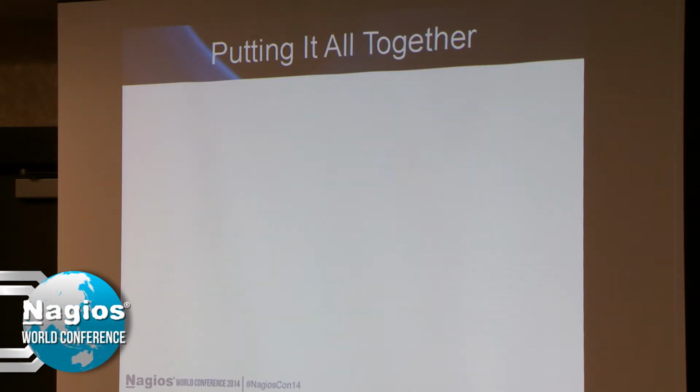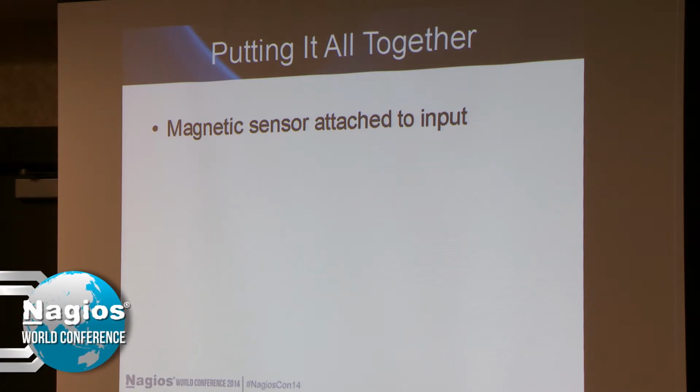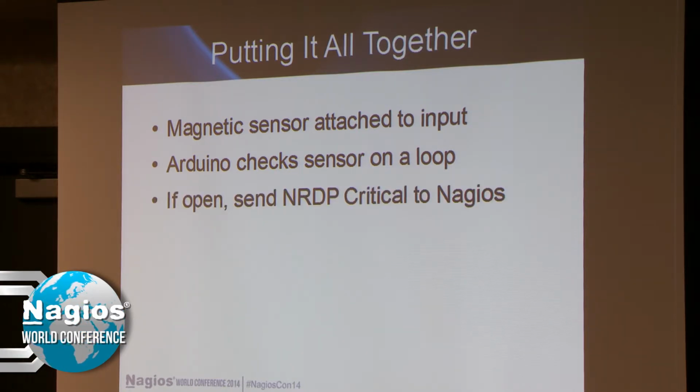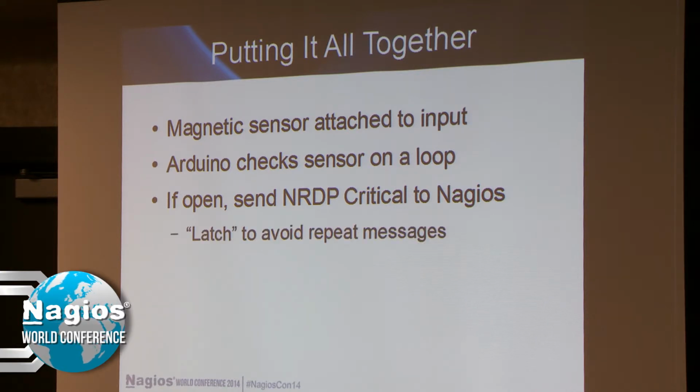So kind of wrapping up, kind of building up to the demo here. We have input, a magnetic sensor that you might put on a window or a door. Basically, it's 2 little magnets, and as soon as they move far enough apart, something switches open, current goes through, you can sense that. It'll check it on a loop every 100 milliseconds, right? If it is open, it will send a critical to Nagios through NRDP, and it will quote-unquote latch so that you don't get 10 messages every second. It's smart enough to know, okay, I've already sent this result, don't send it again.